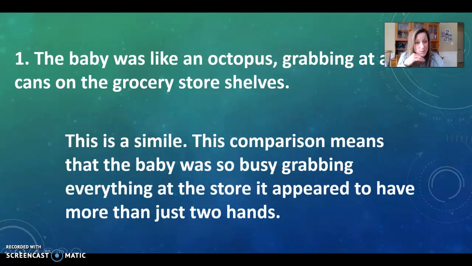Okay, so this was a simile. Hopefully you got that correct. This comparison means that the baby was so busy grabbing everything at the store that it appeared to have more than just two hands. So, visualizing a young child pulling things off of a grocery store shelf, it would seem like they have more hands than just two, because young kids are usually pretty active and they can get things down pretty quickly.